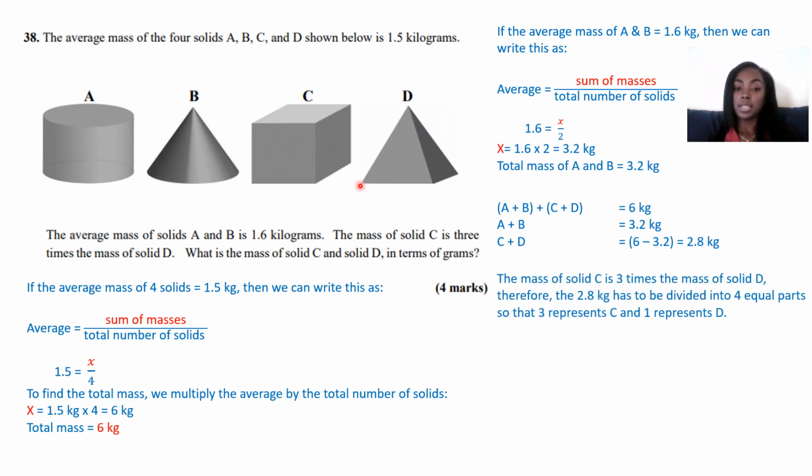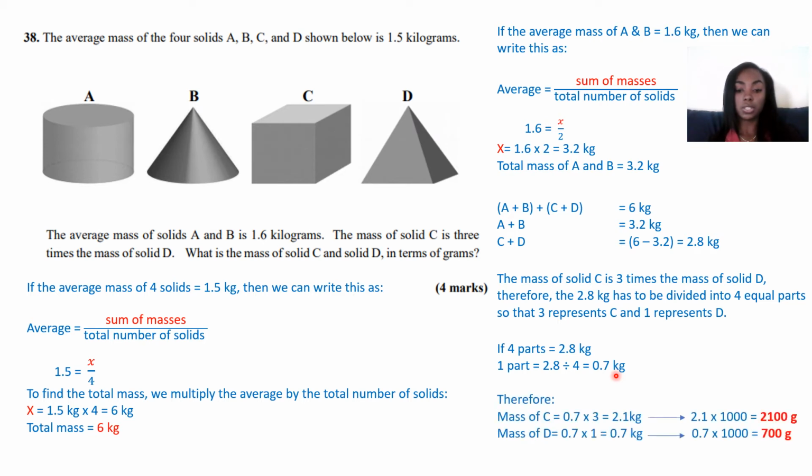Now the mass of solid C is what? It is 3 times the mass of solid D. So that means that the 2.8 that we got here as a remainder has to be divided into 4 equal parts. Why 4? Because D is 1 part and C has to be 3 times that of D. Okay, that's where we get that 4 from. So if the 4 parts would be 2.8 kg in total, then we want to find 1 part. So 1 part would be 2.8 divided by 4 to give us 0.7 kg.